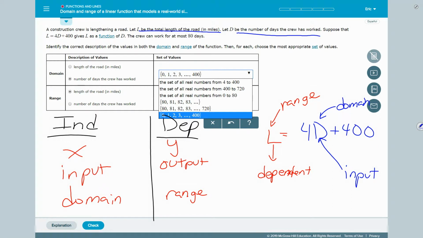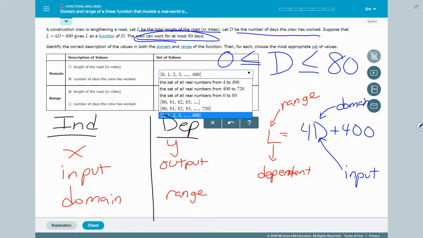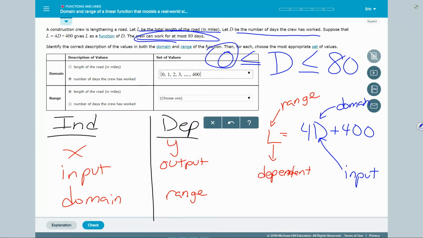The problem says the crew can work at most 80 days. Using our inequality skills, we know the days worked are going to be less than or equal to 80. And because days can't be negative, we understand that 0 is the smallest amount of days that can be worked. So, which one of these makes sense? 4 to 400? No. 400 to 720 is way too large, so it has to be from 0 to 80.